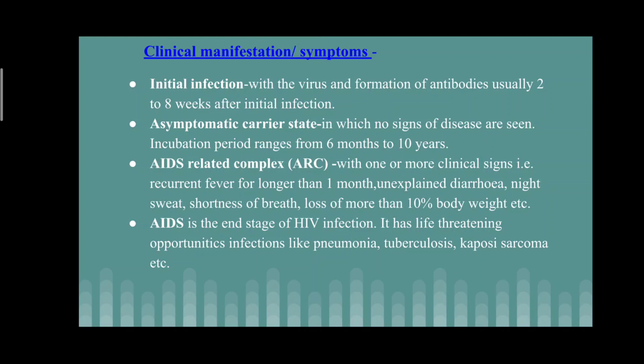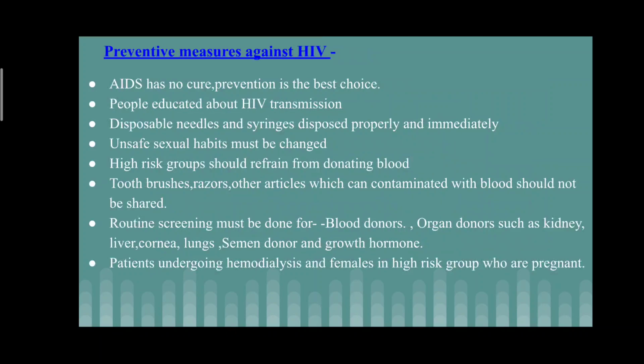Then AIDS related complex, known as ARC, with one or more clinical signs, that is recurrent fever for longer than 1 month, unexplained diarrhea, night sweats, shortness of breath, loss of more than 10% body weight, etc. And the last one is AIDS. It is the end stage of HIV infection. It has life threatening opportunistic infections like pneumonia, tuberculosis, and Kaposi sarcoma.